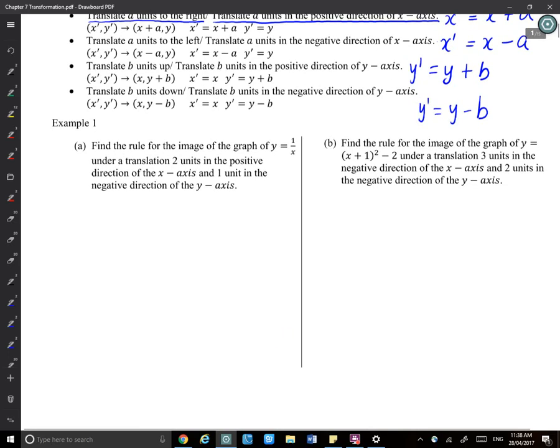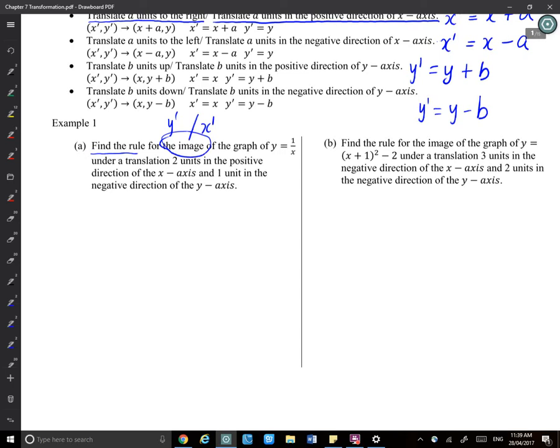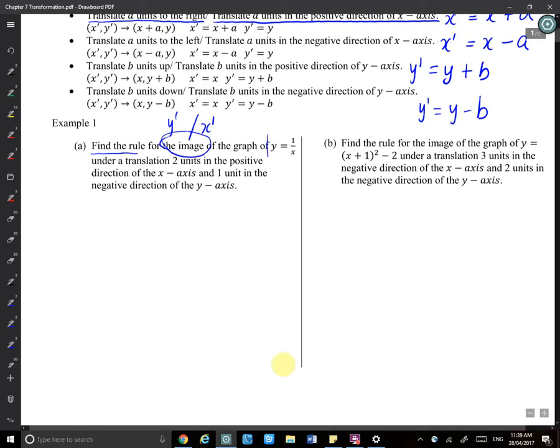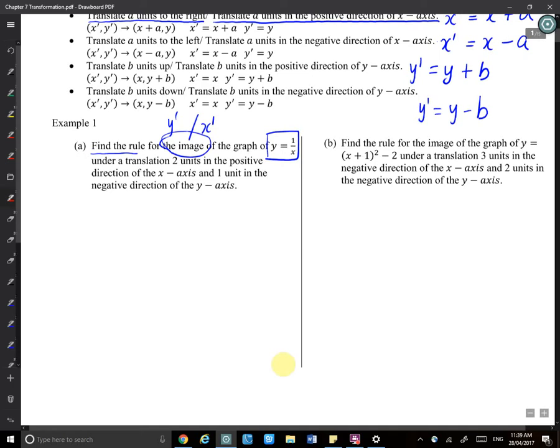Example 1. Find the rule for the image. You must have y dash, x dash. For the image, you must have an equation with x dash, y dash, of this graph, y equals 1 over x, the original, and a translation of 2 units in the positive direction of the x-axis.